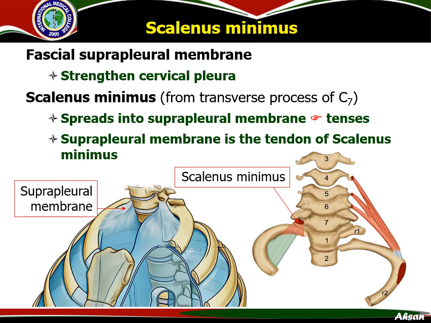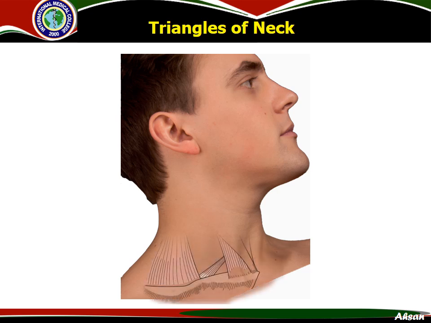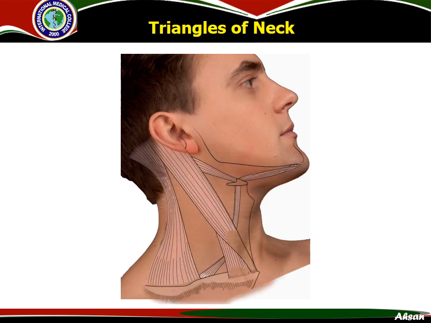So the suprapleural membrane is sometimes considered as the tendon of scalenus medius. This is the neck, you can see, and you can see the arrangement of the muscle. This particular arrangement of the muscle has given the opportunity to divide the neck into several triangular areas. The sternocleidomastoid obliquely runs and divides the neck into its anterior triangle and the posterior triangle.